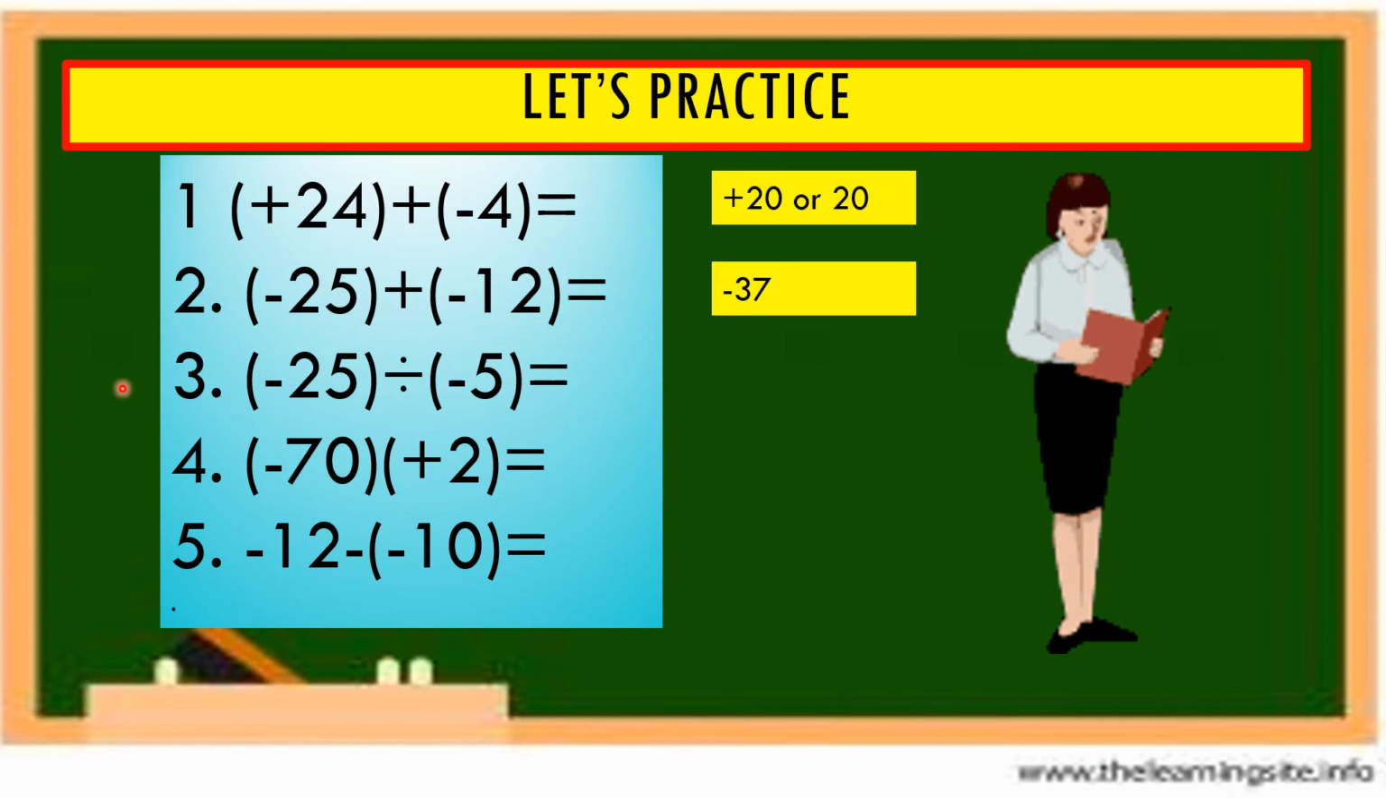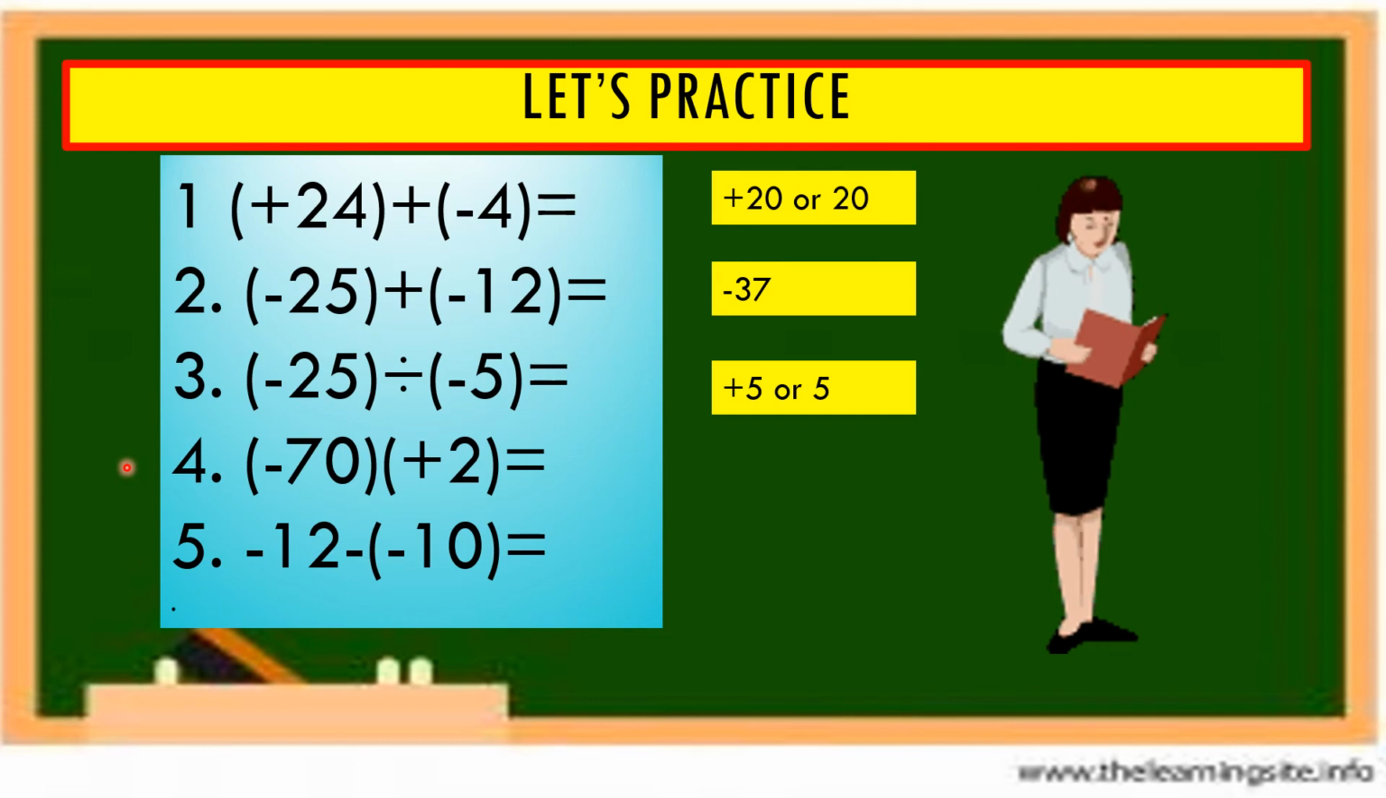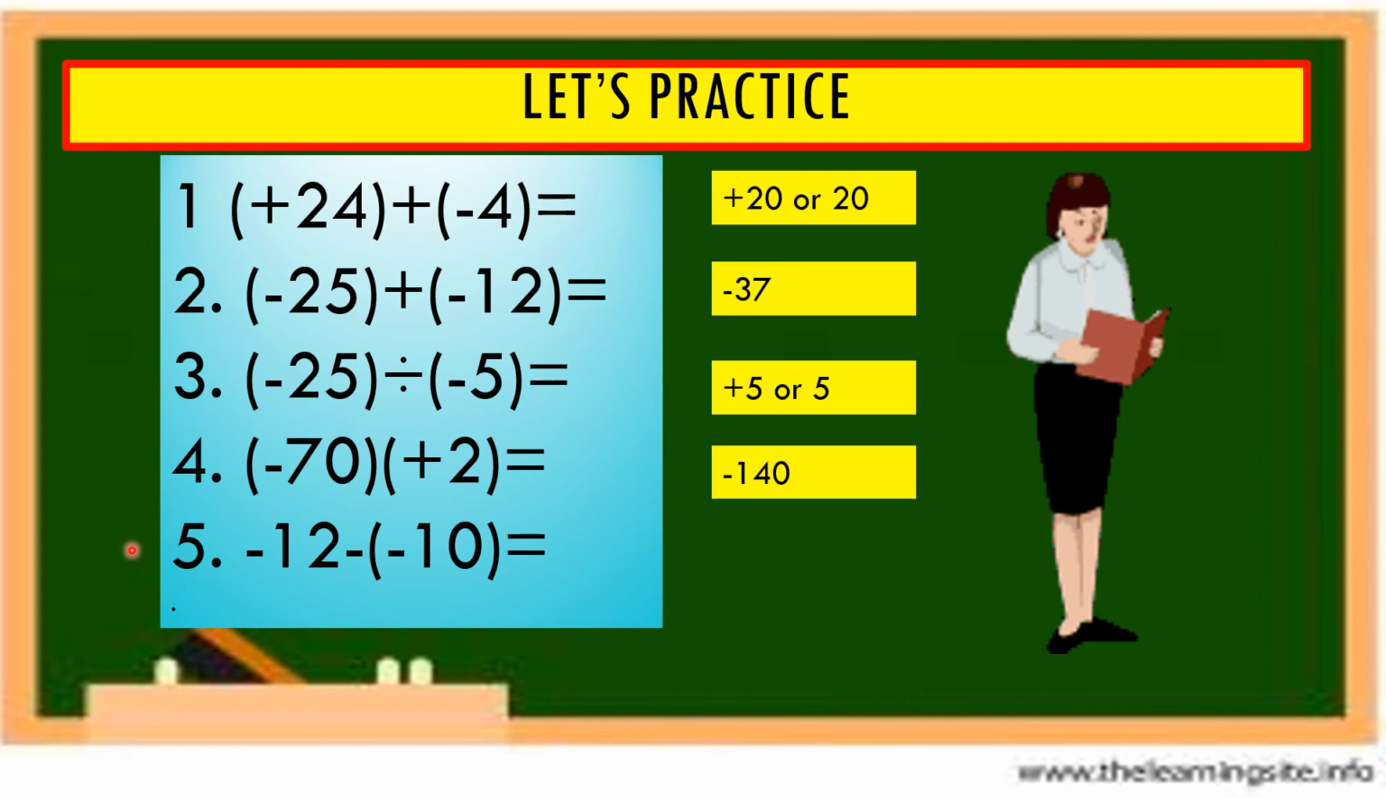For problem number 3, negative 25 divided by negative 5. What is the quotient of two integers having like sign? So the answer is positive 5 or 5. For number 4, we are using multiplication here. What is the product of two integers having unlike sign? The answer is negative 140. And for the last number, we are in subtraction. The rule in subtraction is to change the sign of the subtrahend and proceed to addition of integers. Therefore, the result is negative 2.